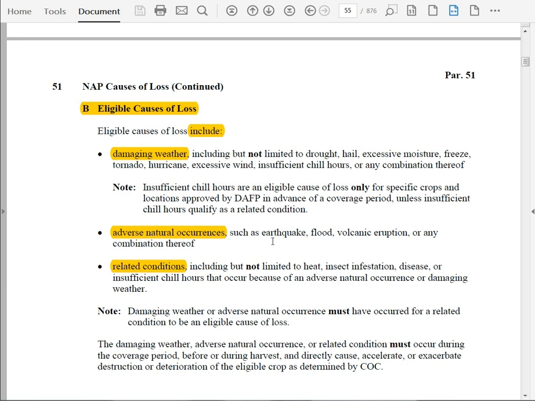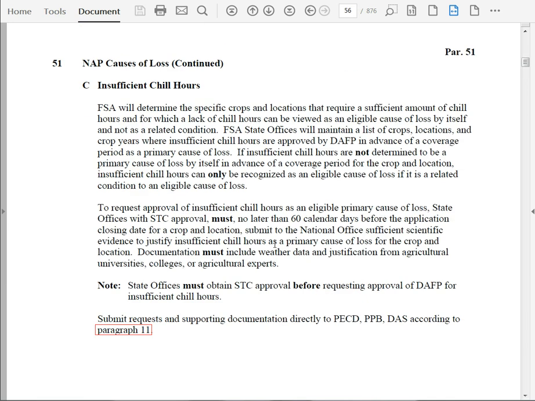The paragraph lists a few examples for each category. Insufficient chill hours is another eligible cause of loss, though this type of loss does not currently apply to New York, so we're going to skip it.